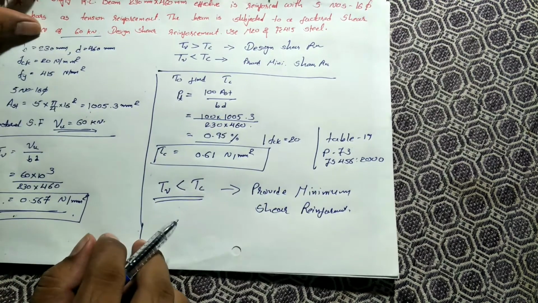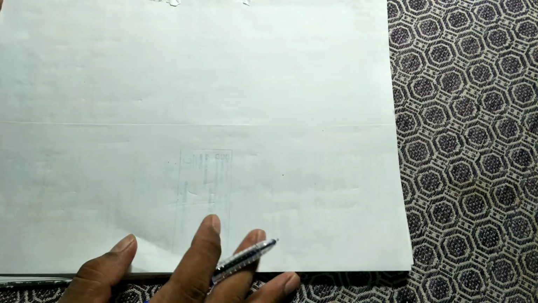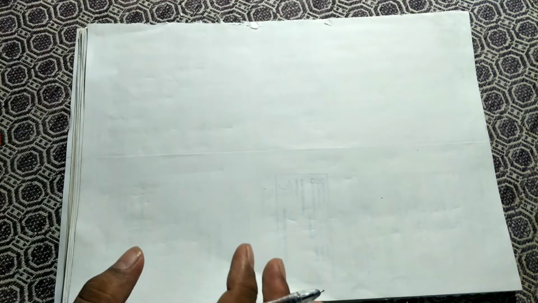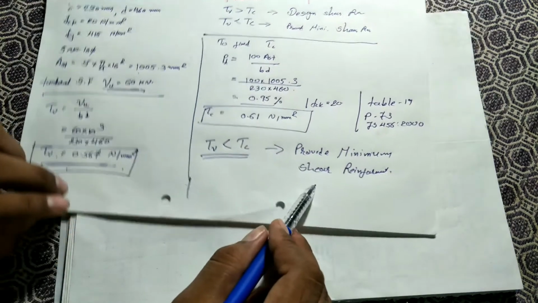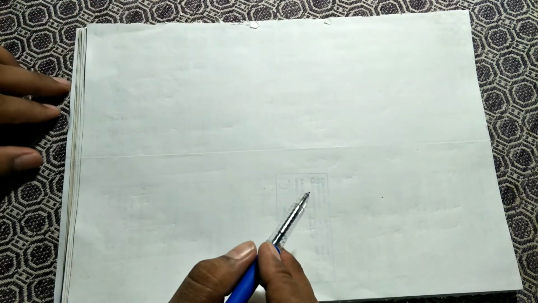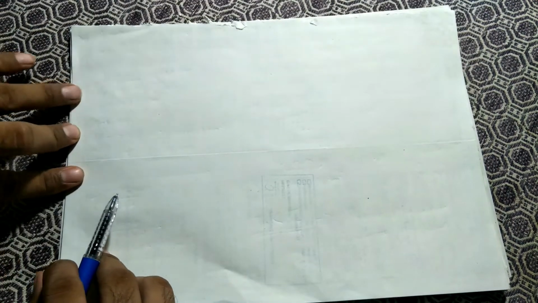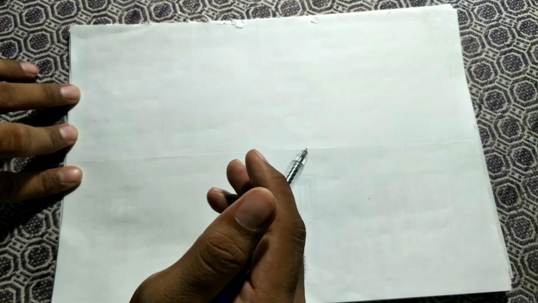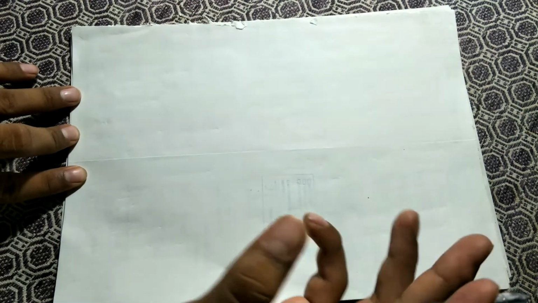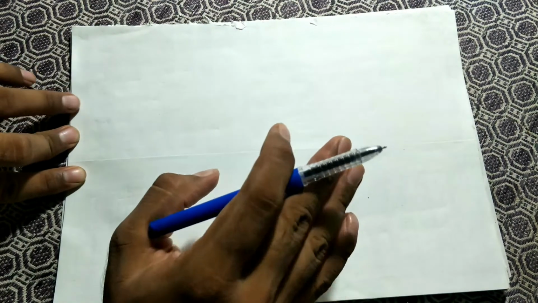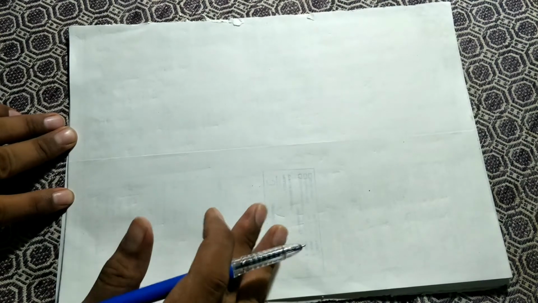Provide minimum shear reinforcement. So this is all about your tau v and tau c. Shear reinforcement is not to be designed based on your reinforcement. Now what we have to do? In the minimum shear reinforcement design, here we have to assume the stirrups. Which types of stirrups you are going to provide, whether it is 2-legged, 4-legged or 6-legged, and what is the diameter of those stirrups, that you have to assume initially.